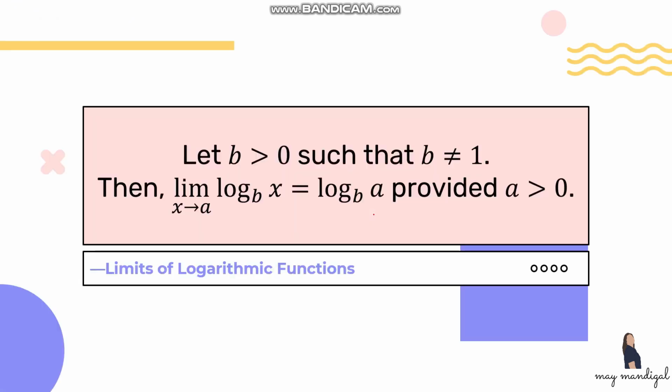For limits of logarithmic functions, let b be greater than 0 such that b is not equal to 1. Then the limit of the logarithm of x base b as x approaches a is equal to the logarithm of a base b, provided that a is greater than 0. Here, we will again just do direct substitution, and we will still follow the different laws or rules that we use in evaluating logarithmic expressions.